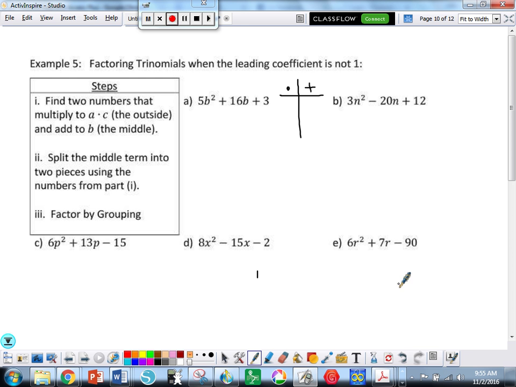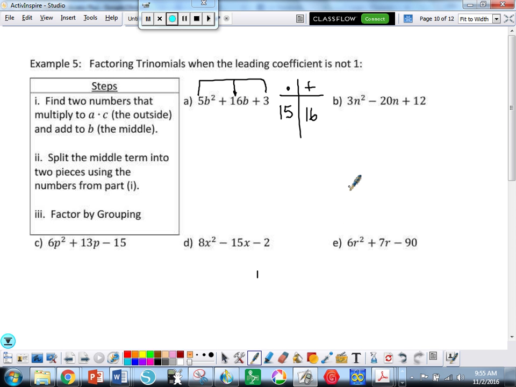Now everything we've done so far, this leading term has been 1. So when I'm asking to multiply, I really only care about that last number, right? In this case, however, my leading term is not 1, it's a 5. So when I'm looking for the multiply part, I need to times those two together. I'm looking for 2 numbers that multiply to 15 and add to 16.